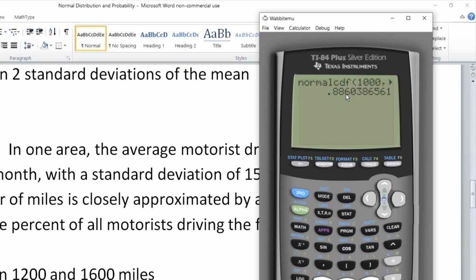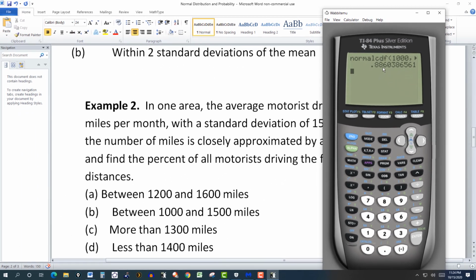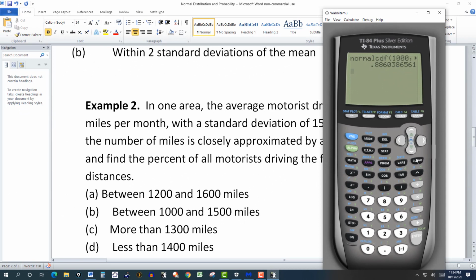And then add your percent sign, and then round off accordingly. So in this case, I'm going to round out to one decimal place. If I move this over 2 places, that becomes 88.6%. And that would be the answer for that one. Okay, so we clear this.